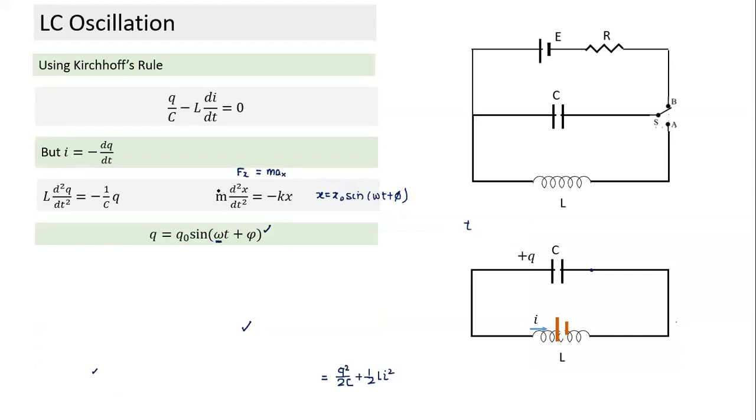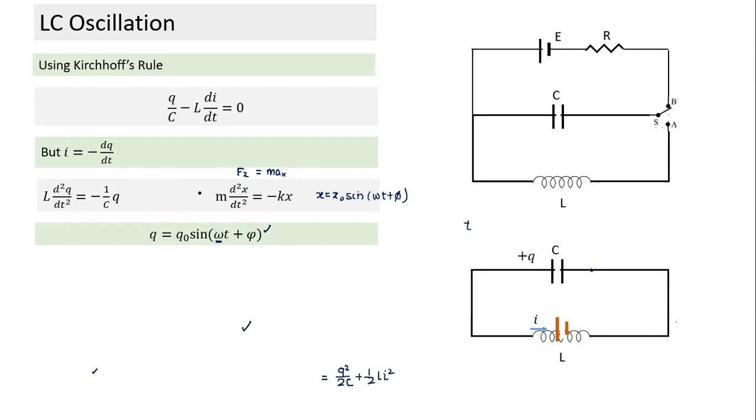Mass opposes sudden change in velocity. What does L do? L opposes change in current. So what we have: velocity is equivalent to current. In terms of x, in place of position, we have the term q. So charge q is analogous to position, and L is analogous to mass.